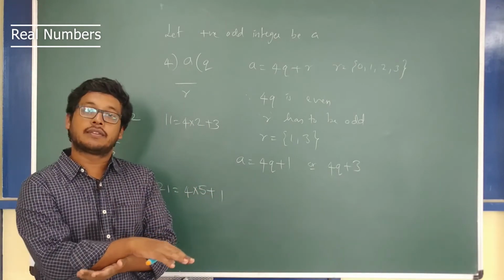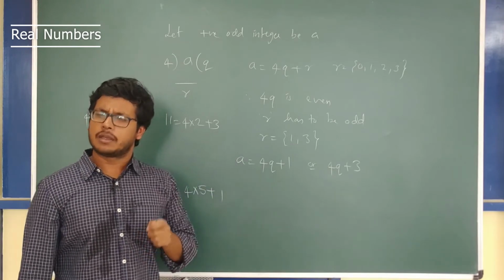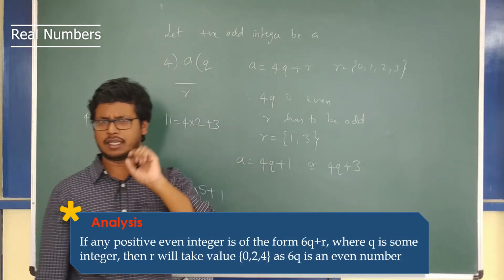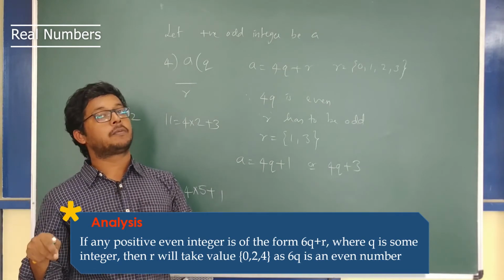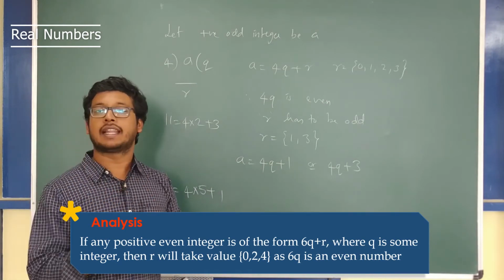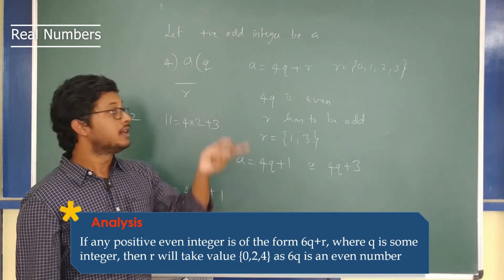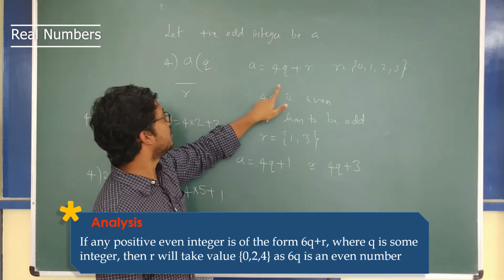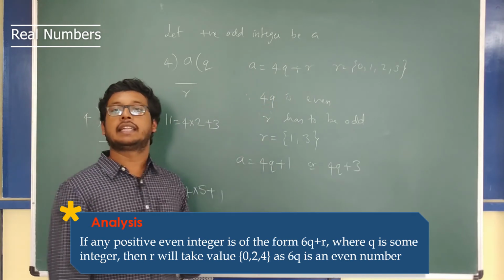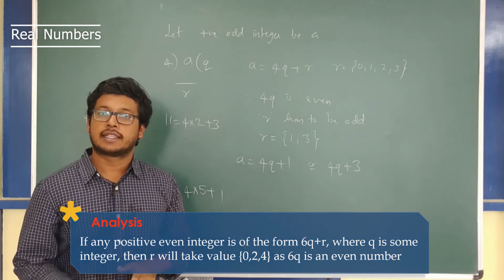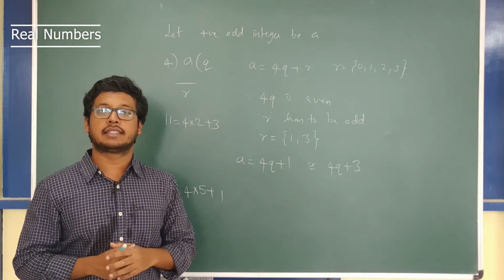If I want to prove it the other way, for an even number divided by 6, 6q is again an even number, so it must be added with another even number. So r can take values 0, 2 or 4. So any positive even number, with respect to 6, will be in the form 6q or 6q plus 2 or 6q plus 4. I hope this is clear.